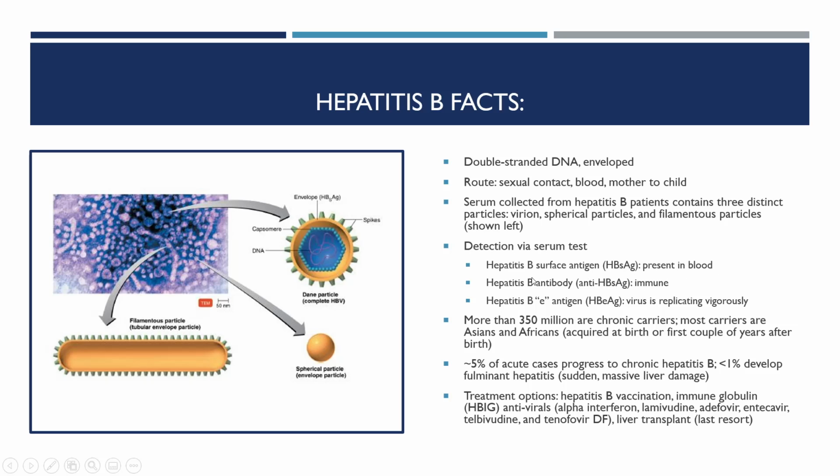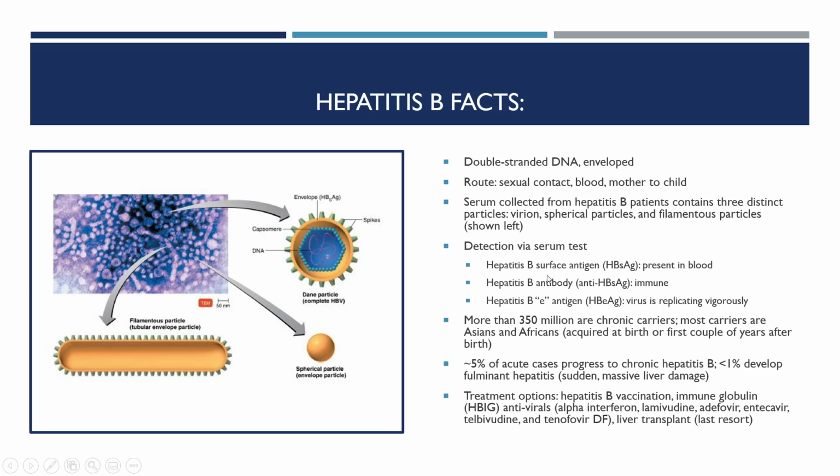Detection of any of these particles during the serum test will give you an idea of the current status of the patient with hepatitis B. So if the patient shows positive for hepatitis B surface antigen, or HBsAg, it shows that there currently is hepatitis B present in the blood. If they show positive for hepatitis B antibody, or anti-HBs, the patient is immune. And positive for the hepatitis B E antigen means that the virus is replicating vigorously.